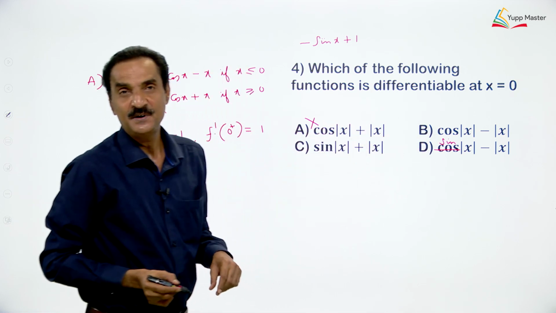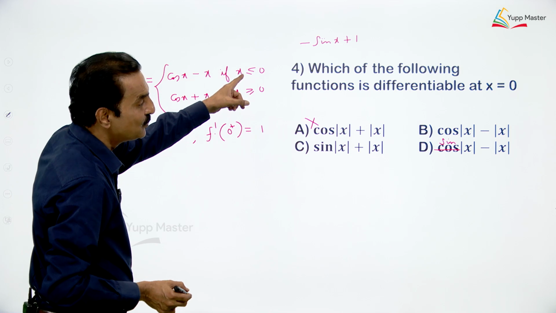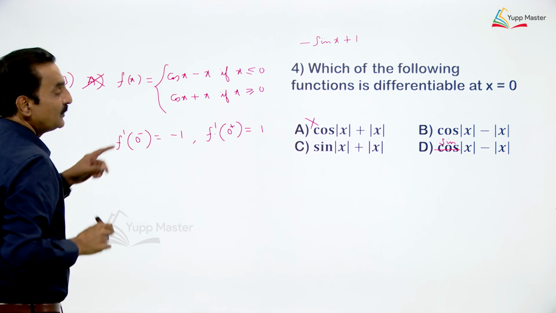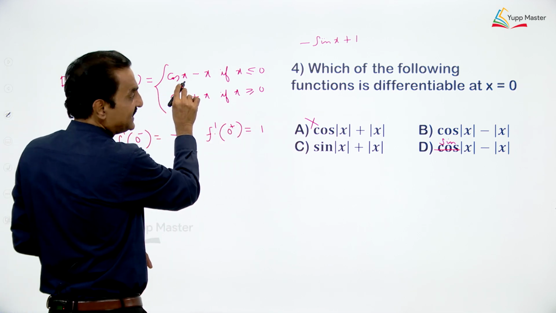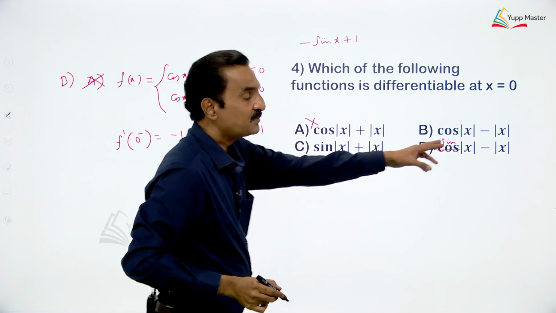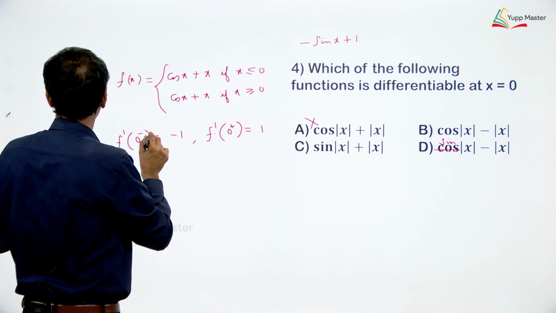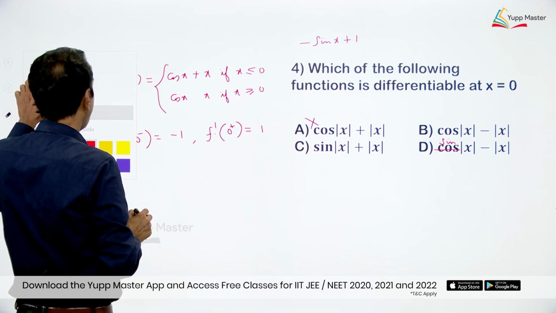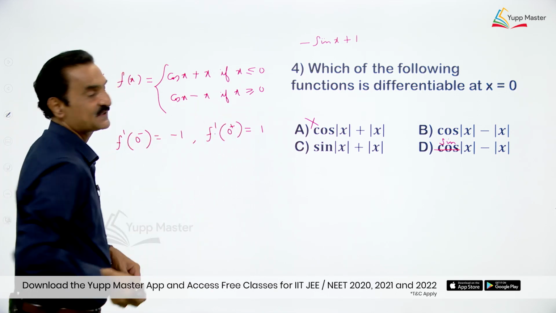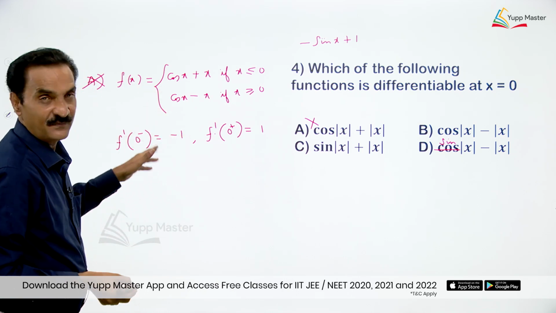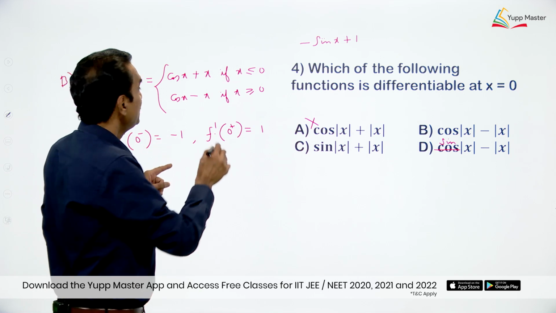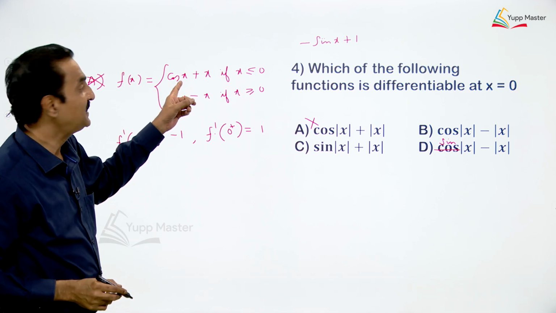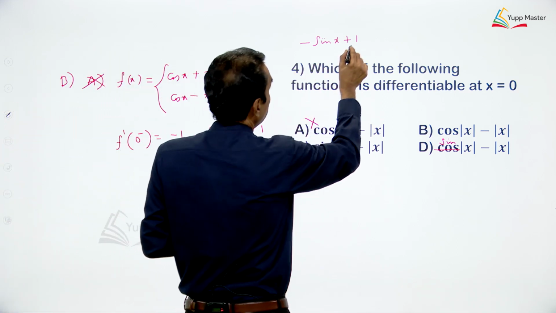Now, if you check the option B, when x is negative, it will be cos x plus x, because mod x is minus x. When x is positive, it will be cos x minus x. Then in the same way, if you check the differentiability, f dash 0 minus, when 0 minus, it is cos x plus x. If you differentiate, you will get minus sin x plus 1.